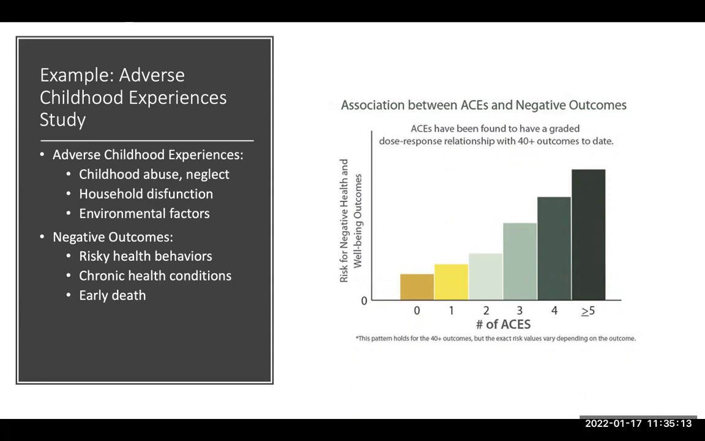And as you can see in this graph, there's a higher risk of more negative outcomes. The more ACEs a child has been exposed to, the more they're at risk of more negative outcomes. So some children have experienced many, many risks during childhood. And again, they are more at risk of negative health and mental health problems.